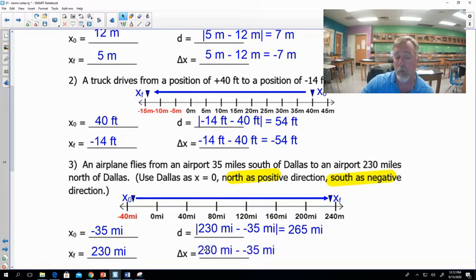Now note when we do our delta x this time, our displacement, start with our final, 230. We're going to subtract our initial, that -35. We'll also get a positive number here, positive 265. What I want you to see here is when our delta x, our displacement, is negative, our arrow is going to the left. When our displacement is positive, our arrow goes to the right.